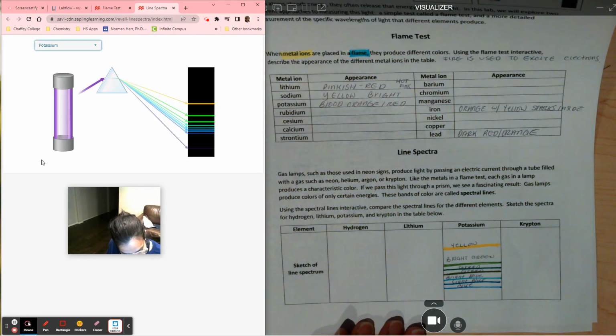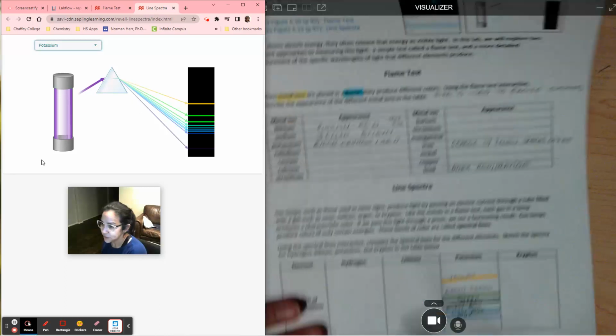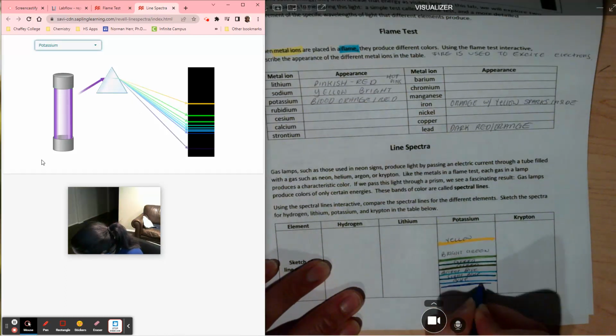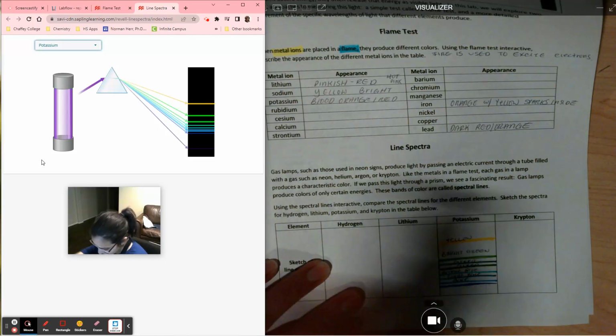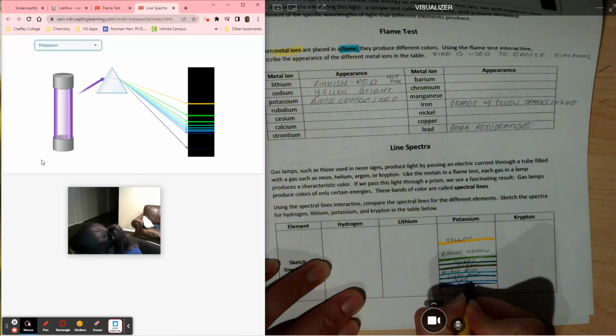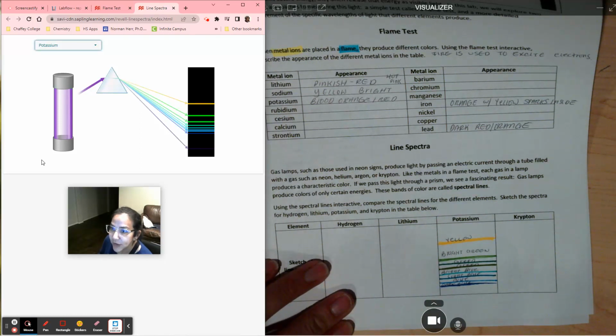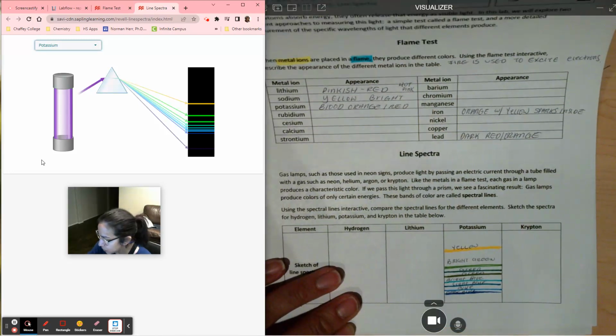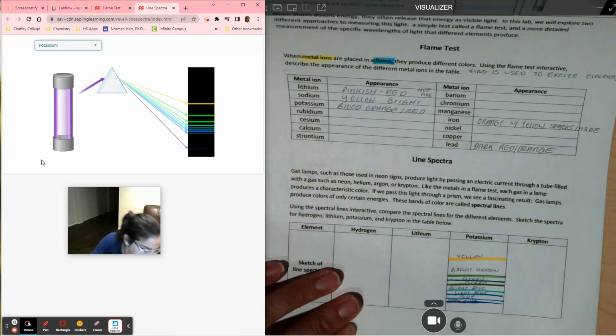Okay, so I don't seem to have a dark blue. So I'm just going to take my pen that's supposedly blue, that there, and then say dark blue. Okay. And then finally we have one more at the bottom, and that is like a purplish lilac color.